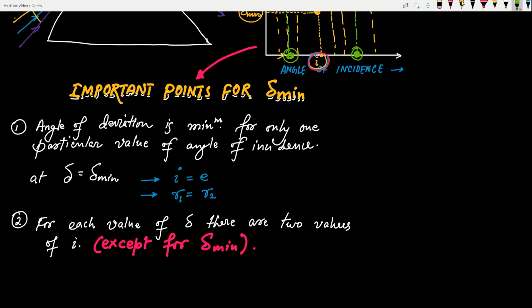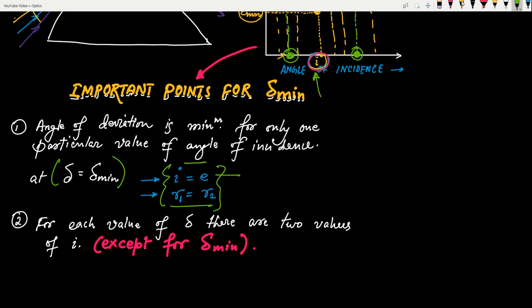Okay, now let's summarize the conclusion that we have obtained from the graph. Number one, the angle of deviation is minimum for only one particular value of angle of incidence, as we have seen here. We can say that delta will be delta minimum, and the condition that we receive is that I should be equal to E and R1 should be equal to R2. If these conditions are achieved, then the deviation that will be produced is actually minimum deviation.